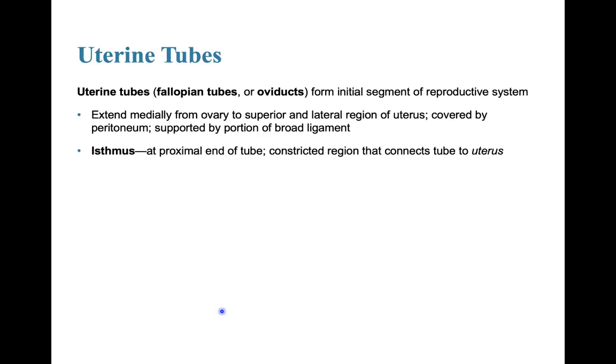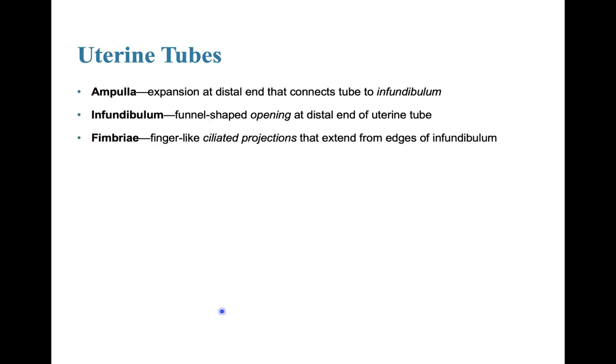The fallopian tubes, or oviducts, or uterine tubes, form the initial segments of the reproductive system. They extend medially from the ovary to superior and lateral regions of the uterus. They are covered by the peritoneum, and they are supported by a portion of the broad ligaments. The isthmus, this is at the proximal end of the tube. It is a constricted region that connects the tube to the uterus.